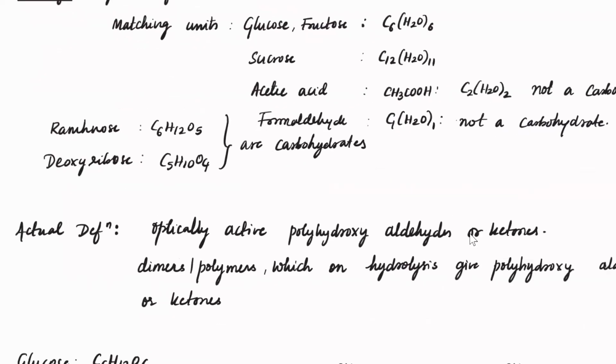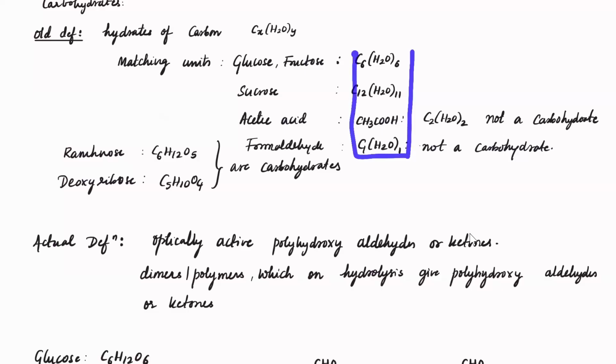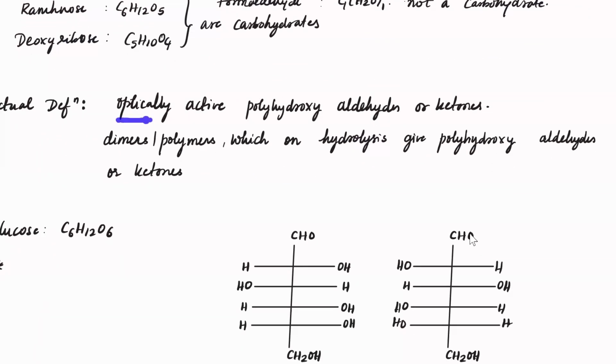So that's when the definition changed. If you notice, there are certain cases where they are actually carbohydrates by nature, but they do not satisfy this kind of ratio. So it is not necessary that if there is a ratio, they have to be carbohydrates, or if there is no ratio, they may not still be carbohydrates. Okay. So the definition was later changed, and now the actual definition is optically active polyhydroxy aldehydes or ketones. And this optically active is also not for every case. For some cases, optical activity may not be there. Still, we call them carbohydrates. But the most important condition for a carbohydrate is that we must have polyhydroxy aldehydes or ketones.